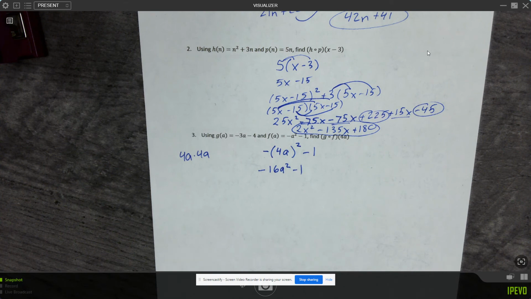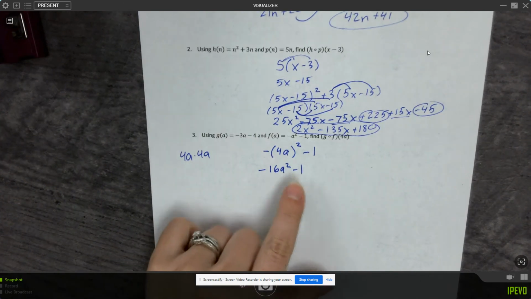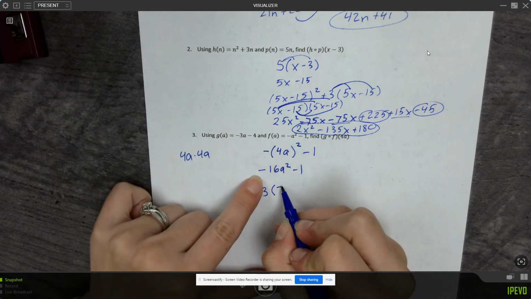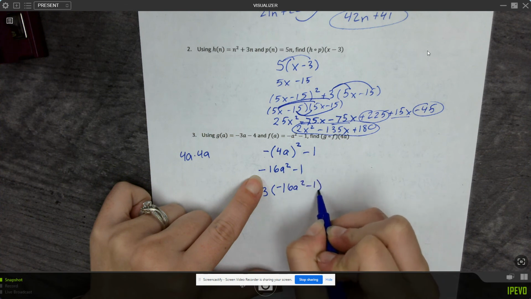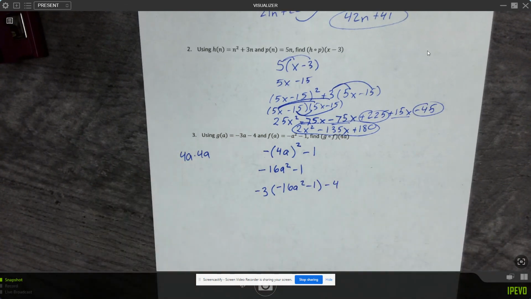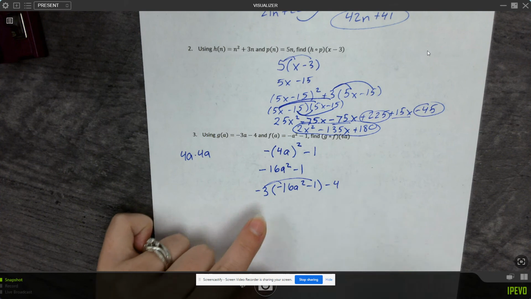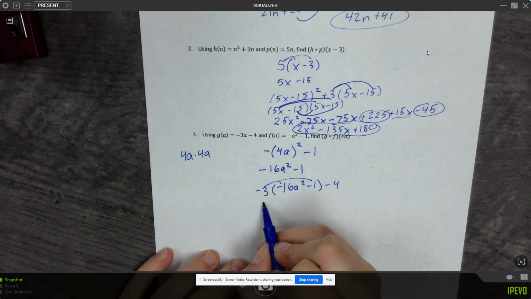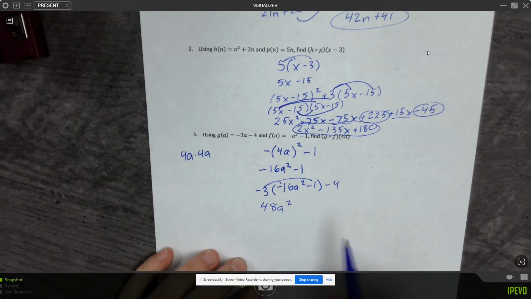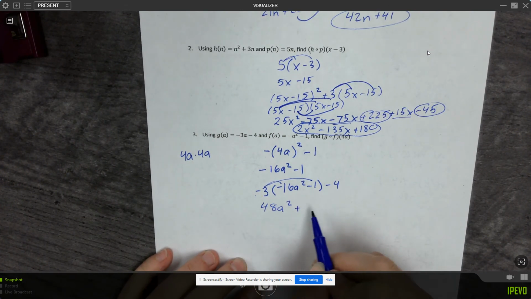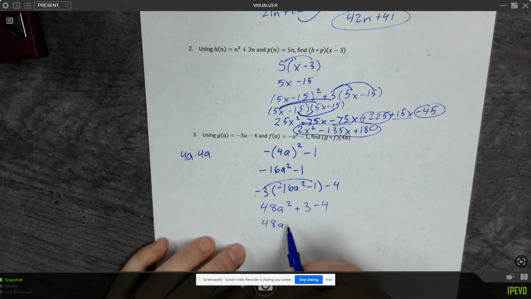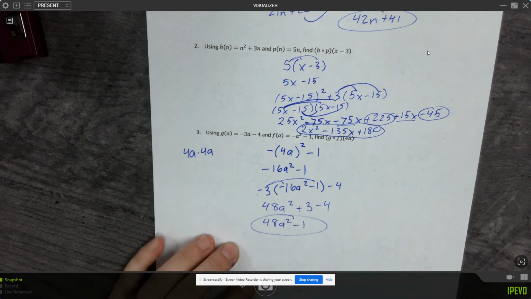No like terms with that. Move on. Take that now and plug it in for g. So negative 3 parentheses, plug in negative 16a squared minus 1, and then a minus 4. And distribute your negative 3. Negative 3 times negative 16, two negatives are going to give you a positive 48a squared. Negative 3 times negative 1 will give you a positive 3. Bring down your minus 4. Combine some like terms to get 48a squared minus 1 as your final answer.